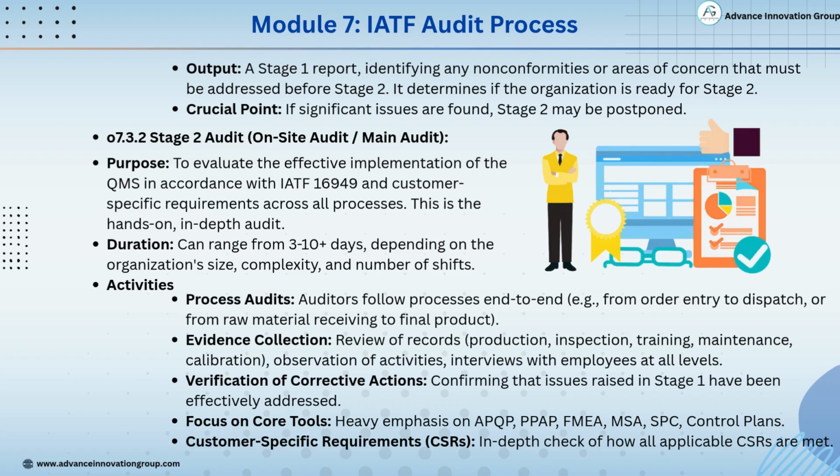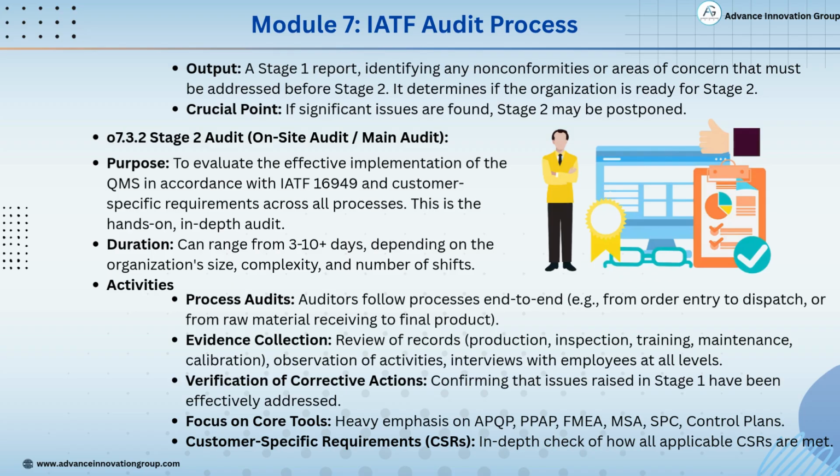Stage 2 Audit. Purpose: this stage checks how effectively the quality management system, QMS, is implemented. It's a deep dive across all departments and processes to ensure compliance with IATF 16949 and customer-specific requirements. Duration: the audit can take anywhere from 3 to 10+ days, depending on how big and complex the organization is and how many shifts they operate.